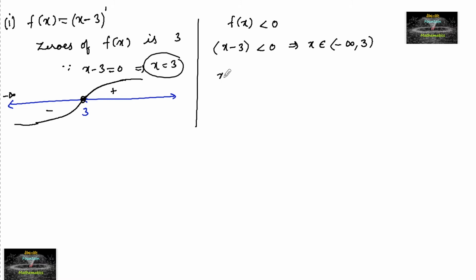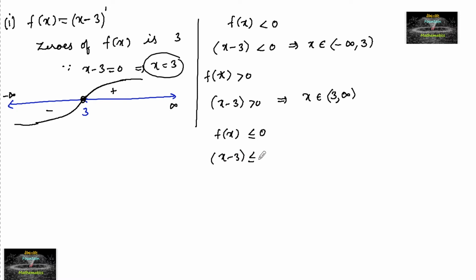And if f of x is greater than 0, that is x minus 3 is greater than 0, we can observe that it is positive from 3 to infinity. So we can say x belongs to 3 to infinity, or above 3. And if it is f of x less than or equal to 0, that is x minus 3 is less than or equal to 0, whereby we can give the solution.